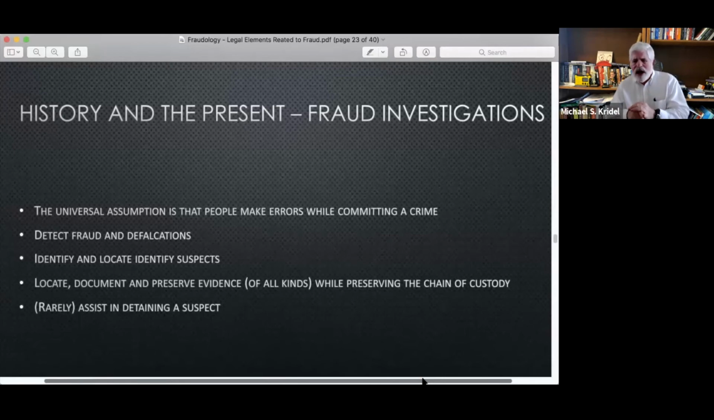It involves discovering, locating, documenting, and preserving evidence while preserving the chain of custody. Not every country has a chain of custody statute. Every jurisdiction in the United States does, and that involves preserving evidence in a pristine state so that it is exactly as it was discovered, exactly as it was left by the criminal. And for those of us who don't work for law enforcement agencies or the military, fraud investigators rarely assist in detaining a suspect. Next slide.